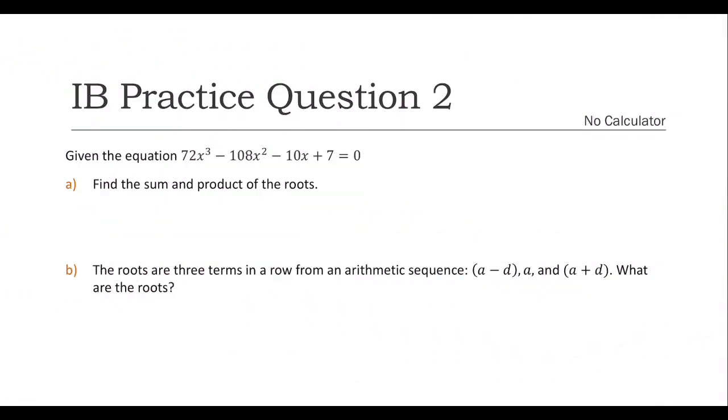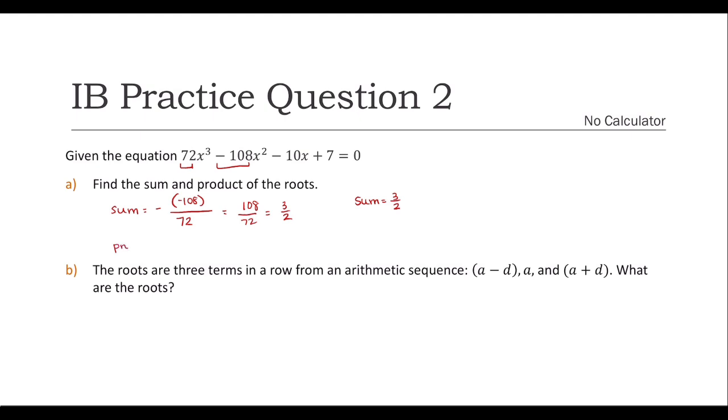So here we have our second IB practice question. It says, given the equation 72x cubed minus 108x squared minus 10x plus 7 equals 0, A, find the sum and product of the roots. So we'll start with the sum. Our sum is going to equal our negative second coefficient, so negative 108, divided by our first coefficient, 72. So that gives us 108 over 72, which simplifies to 3/2. So our sum equals 3/2.